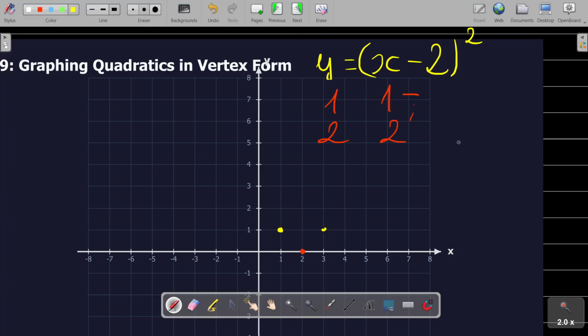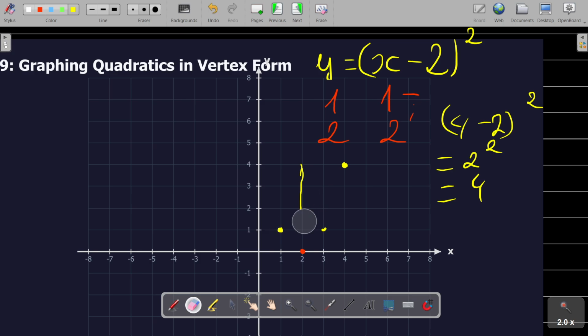If it's 4 here, then 4 minus 2 squared is 2 squared, and this will be 4. So if we put 4 in, then it should map out to this value. And of course, we need to put it symmetrically through this axis, through the number 2. So let me draw that again to try to make it perfectly symmetrical. I actually give up. I'm going to do this instead. Yeah, that's way better.